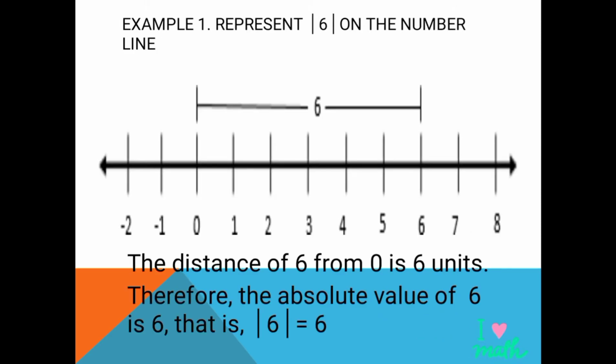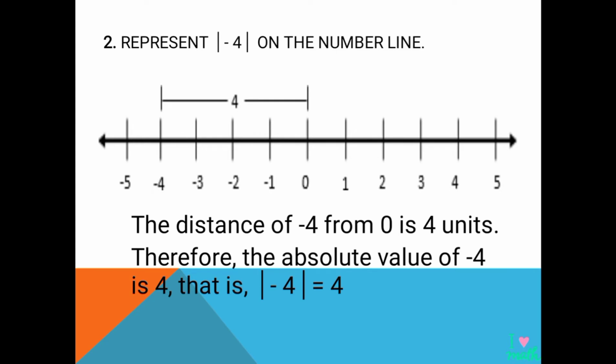Number 1, represent absolute value on the number line. Here you will have your number line from 0 going to the right is all positive, and from 0 going to the left is considered as negative. So the distance of 6 from 0 is 6 units. So meaning to say, from 0 you count 1, 2, 3, 4, 5, and 6. Therefore, the absolute value of 6 is equal to 6. That's it.